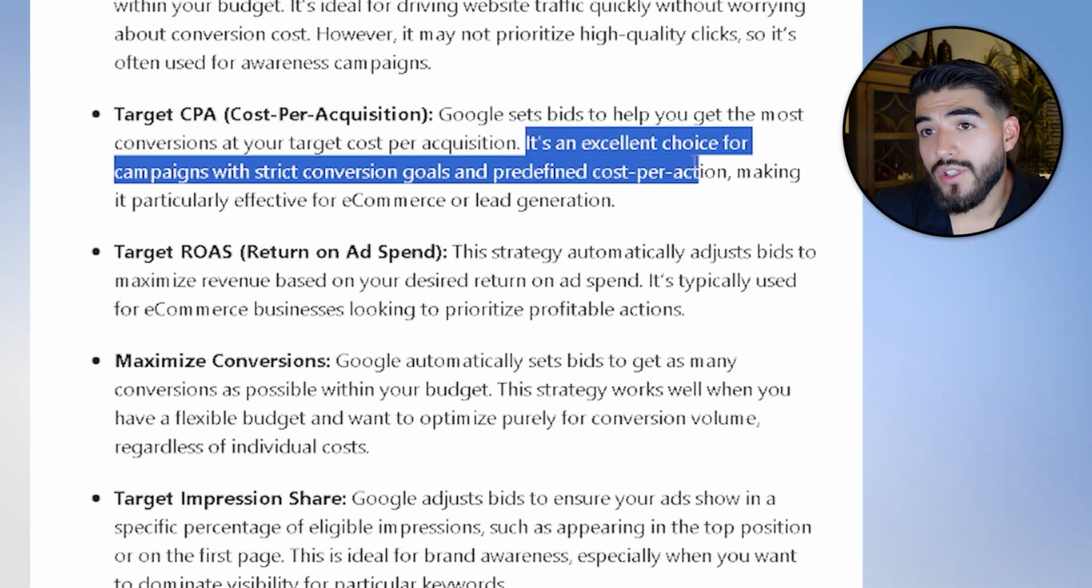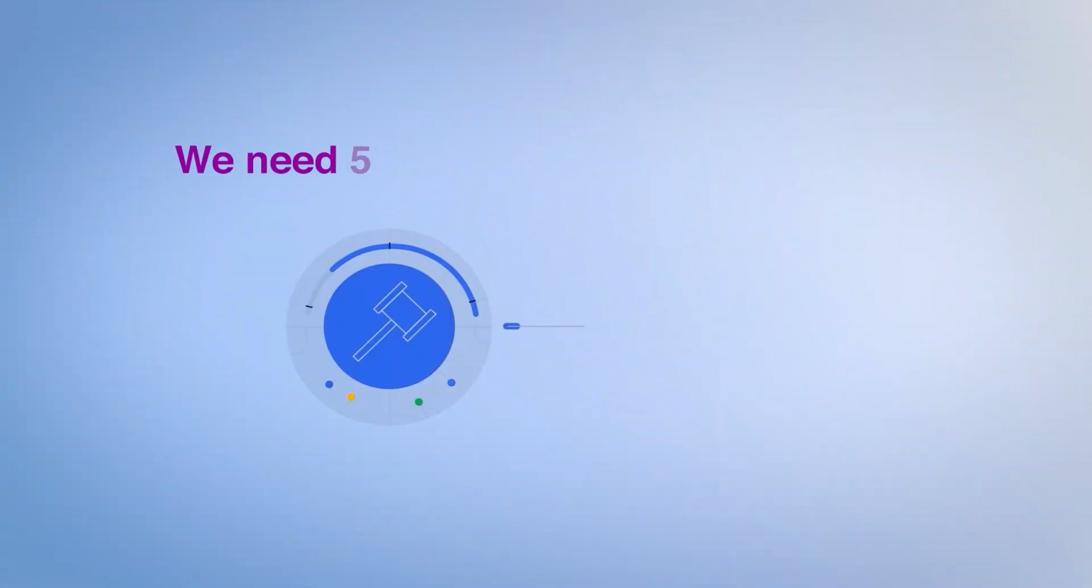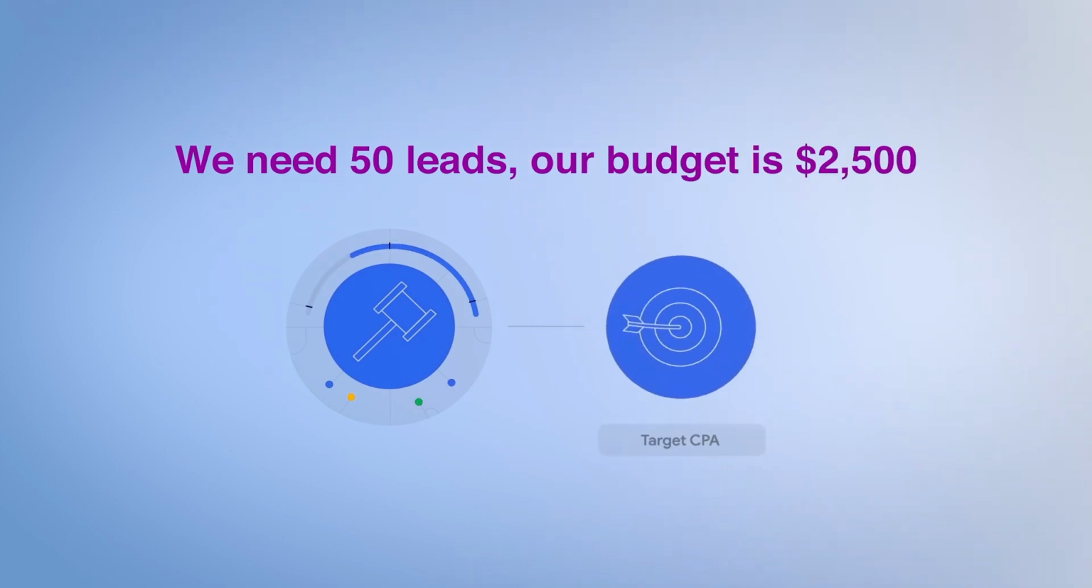This is an excellent choice for campaigns with strict conversion goals and predefined cost per action. So if you're a business and you know that you need a specific number of leads for the month and you have a very fixed budget, this could be one where you tell Google, hey, we need 50 leads and this is our budget. So based on our budget, we need each lead to come in at this. And of course, you're going to want to give them some variance.